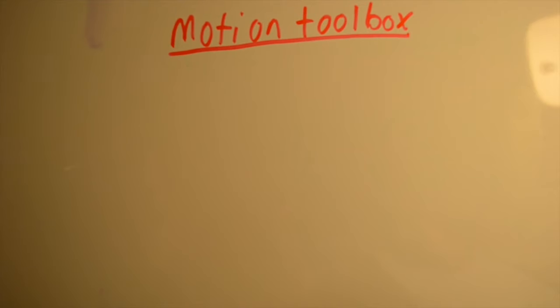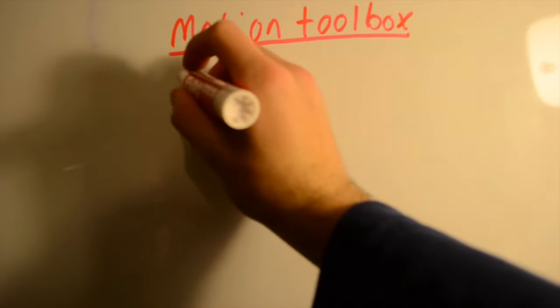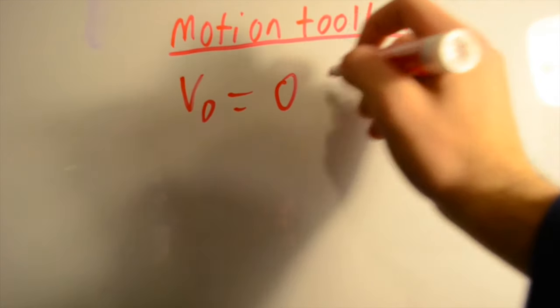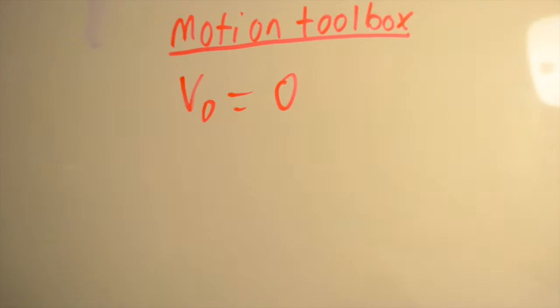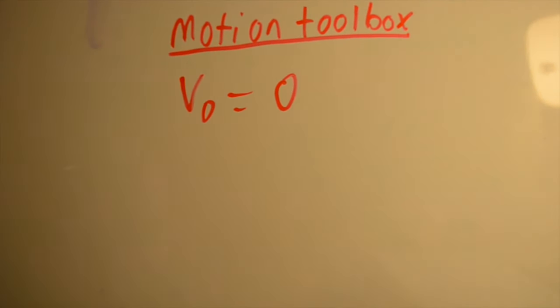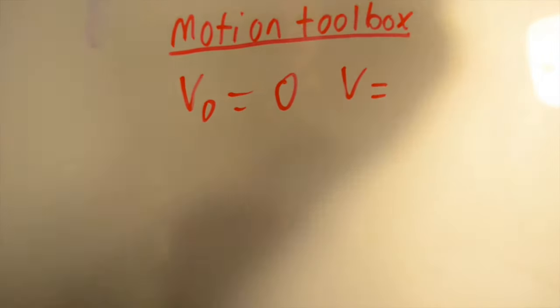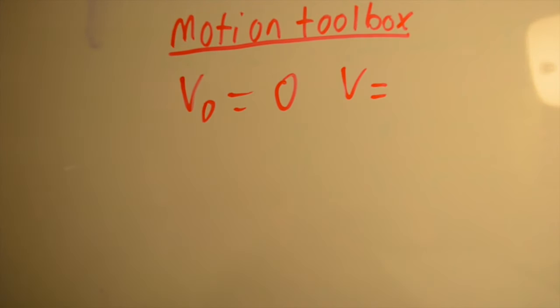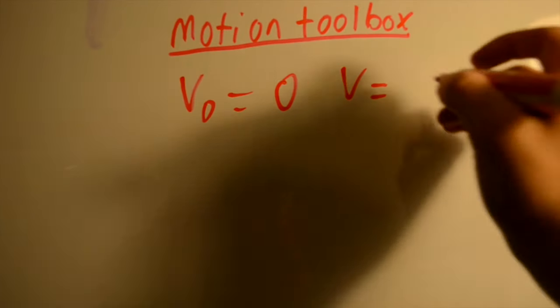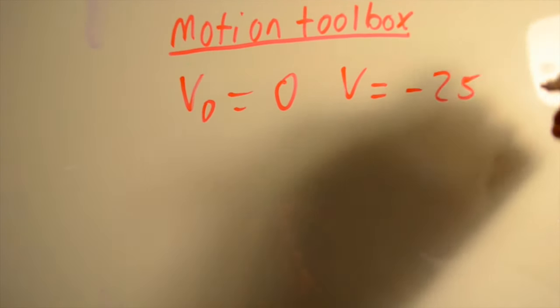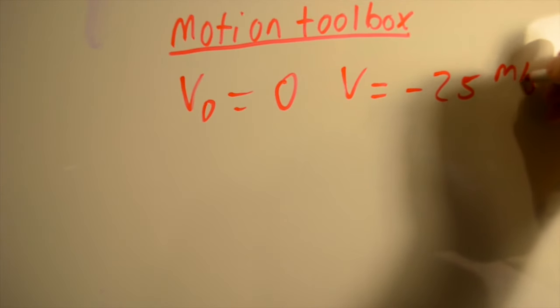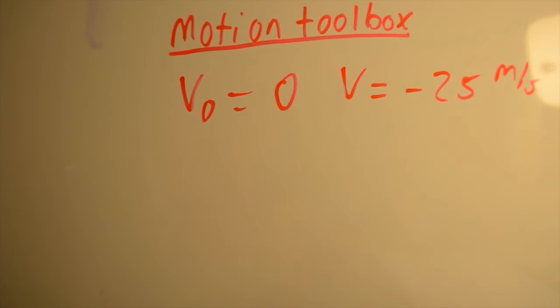So she jumps from a hovering stationary helicopter. So that's going to be our initial velocity here, 0. Then we have, she's supposed to wait until her downward velocity is 25 meters per second. So that's going to be our velocity. And here's the tricky part, downward velocity. In this problem, I'm going to choose downward as negative. So it's going to be negative 25 meters per second.